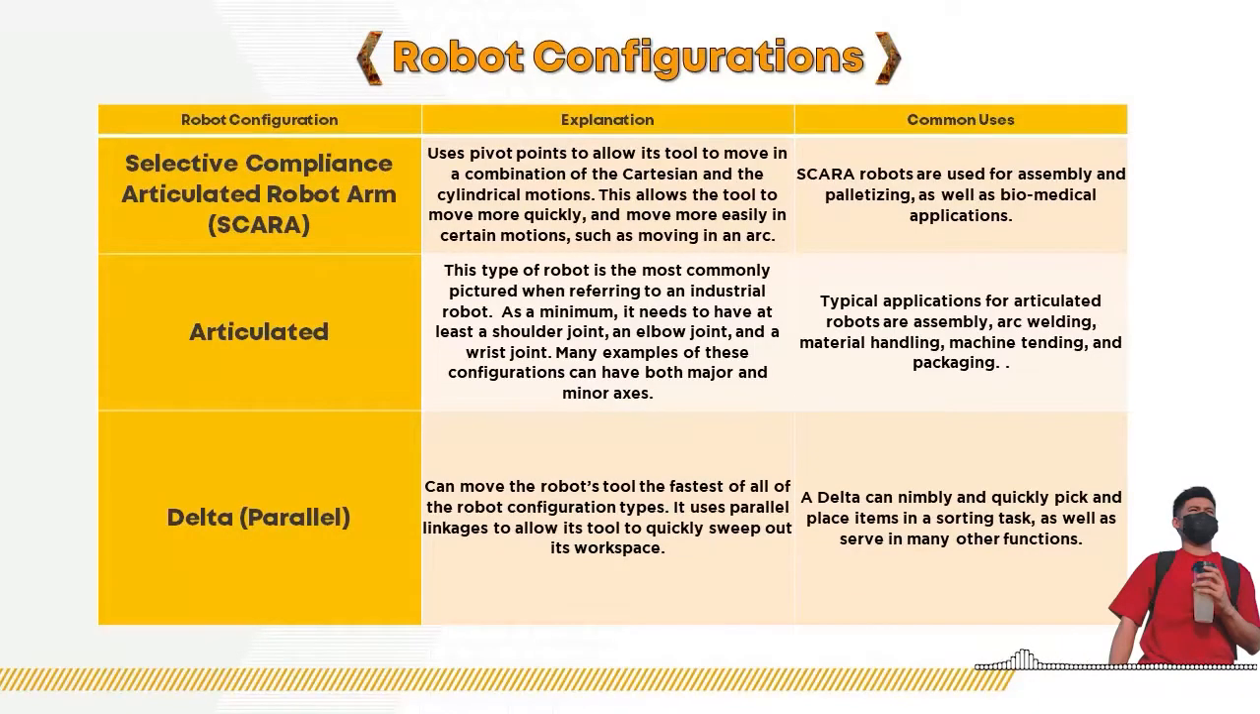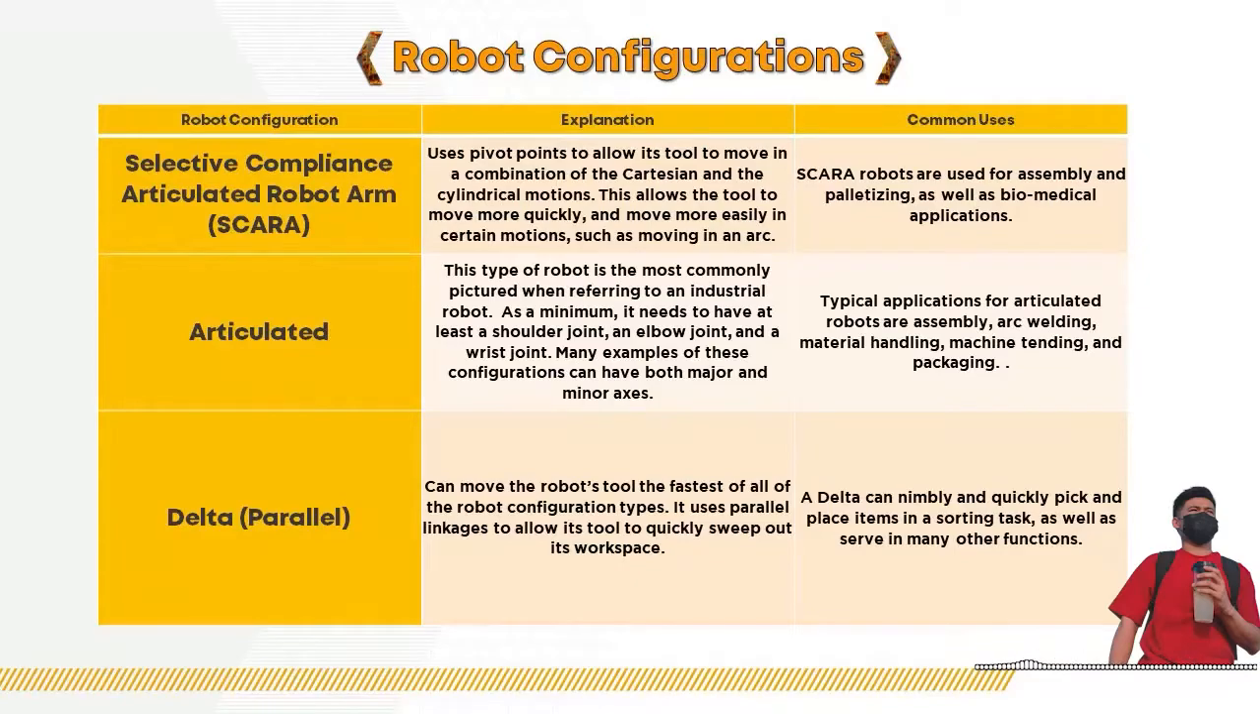So fourth is the selective compliance articulated robot arm, or SCARA. It uses pivot points to allow its tool to move in a combination of Cartesian and cylindrical motion. This allows the tool to move more quickly and more easily in certain motions, such as moving in an arc. SCARA robots are used for assembly and palletizing as well as biomedical applications.